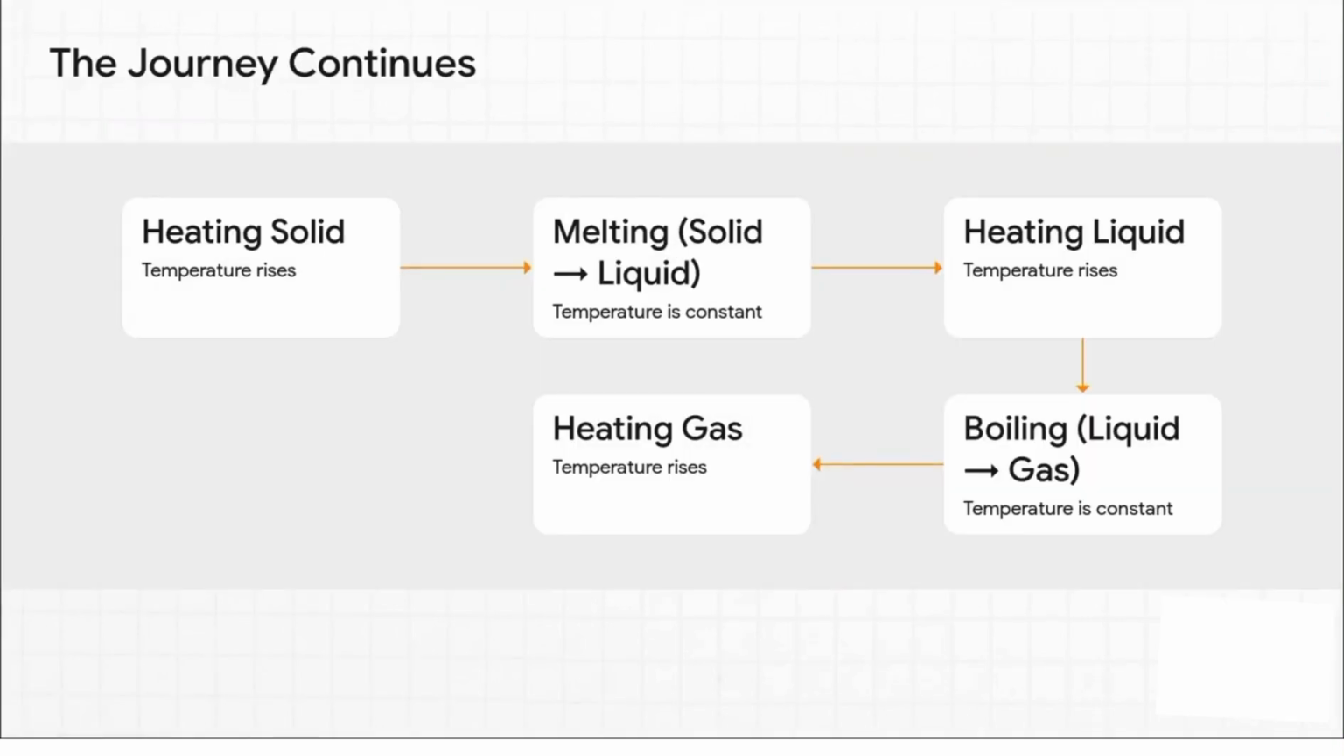So if you look at the whole journey from ice to steam, you get this really cool pattern. First, you heat the solid ice. The temperature goes up. That's a slope on your graph. Then you melt the solid. The temperature stays flat. That's a step. Then you heat the liquid water. Another slope up. Then you boil the liquid. Another flat step. Finally, you heat the gas, or steam, and the temperature goes up again. It's like a staircase. Slope, step, slope, step, slope.